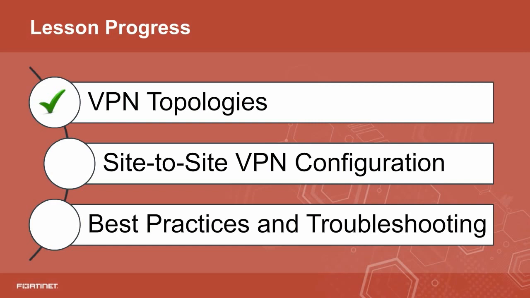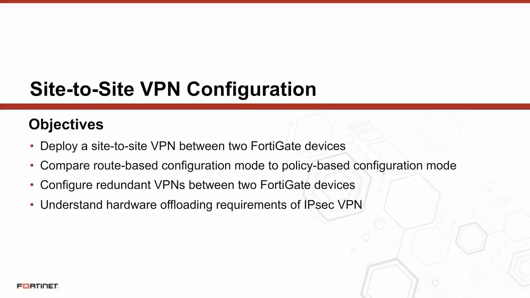Good job! You now understand VPN topologies. Next, you'll learn the steps for configuring site-to-site VPN. After completing this section, you will be able to deploy a site-to-site VPN between two FortiGate devices. Compare route-based configuration mode to policy-based configuration mode. Configure redundant VPNs between two FortiGate devices. Understand hardware offloading requirements. By demonstrating competence in VPN configuration, you will have better understanding of deploying a VPN between sites.